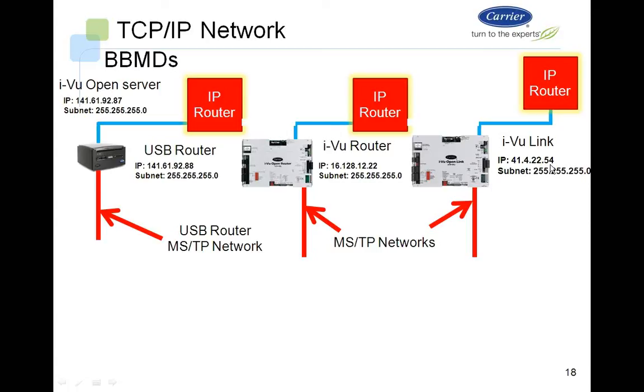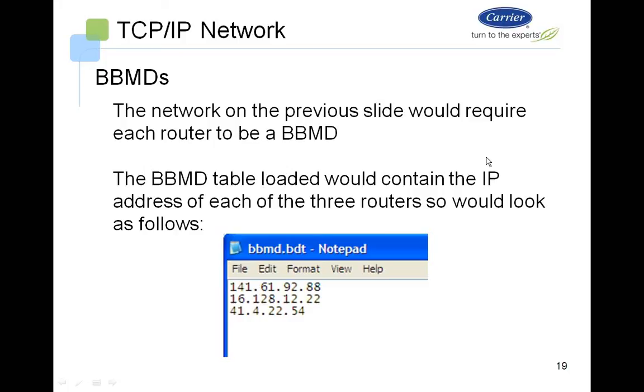We know that by looking at the IP address and the fact that the subnet mask tells us that the IP networks are all different. So to set up, we would need to set up BBMDs in each one of these in order to ensure that they can all get broadcasts from each other. So we would need to set up the BBMD table, using the BBMD configuration tool.